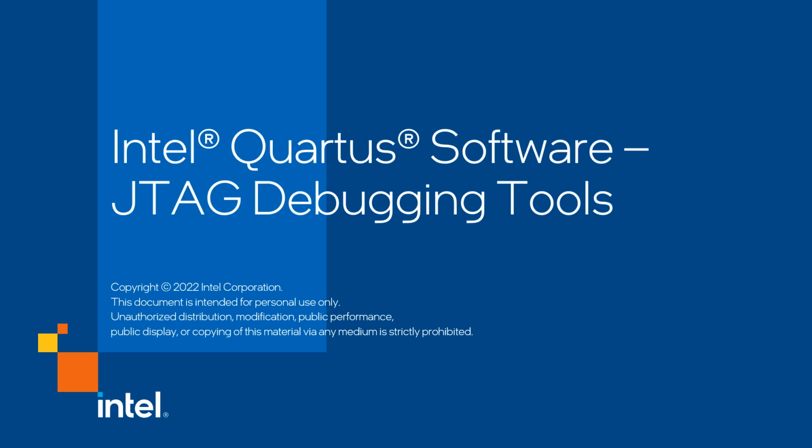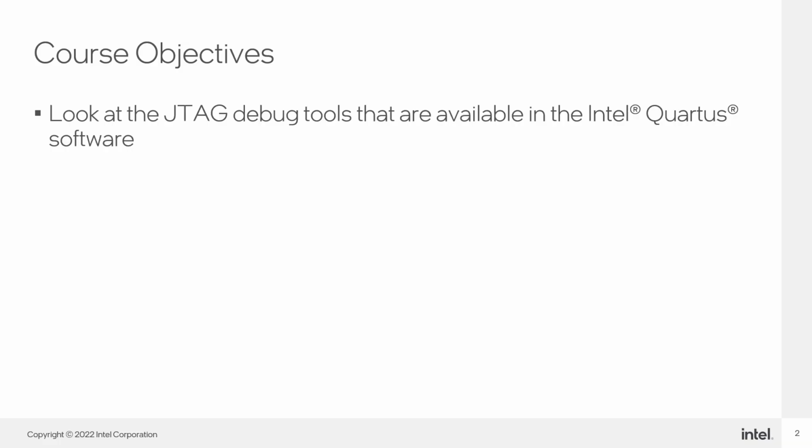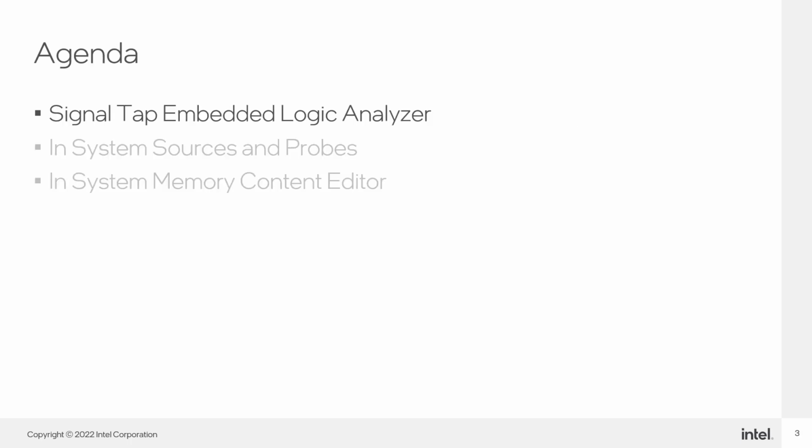Welcome to part 5 of a 6-part series where we will explore the Intel Quartus software JTAG debug tools. In this course, we will look at the JTAG debug tools that are available in the Intel Quartus software. First, I will go over Signal Tap.